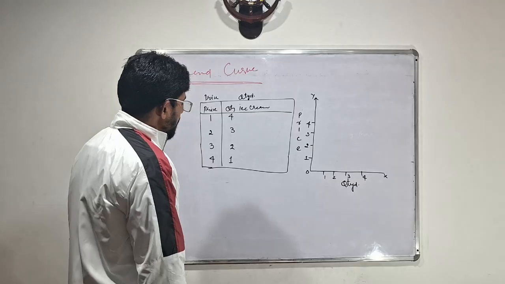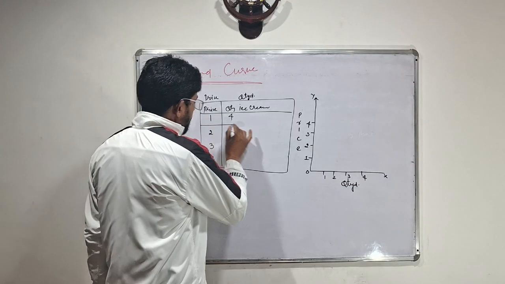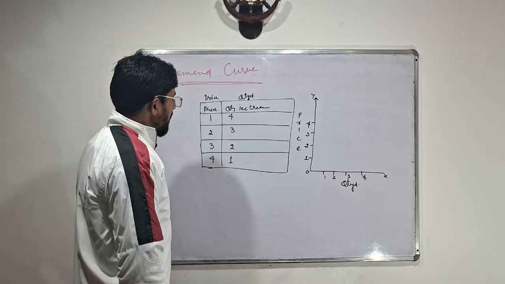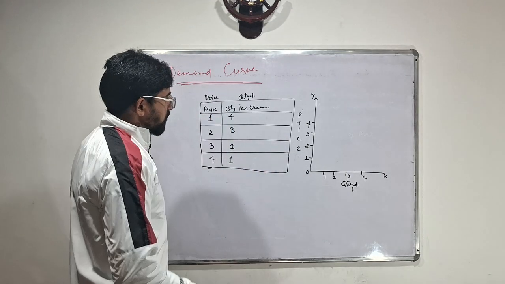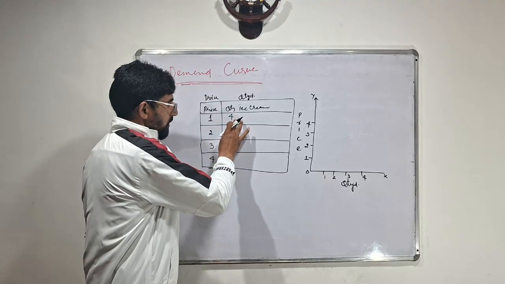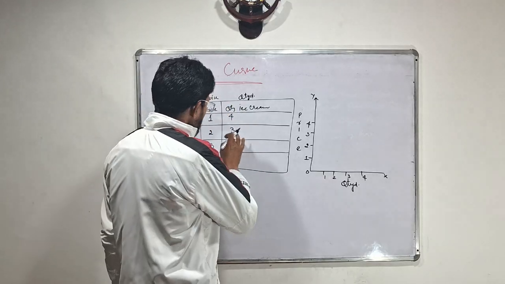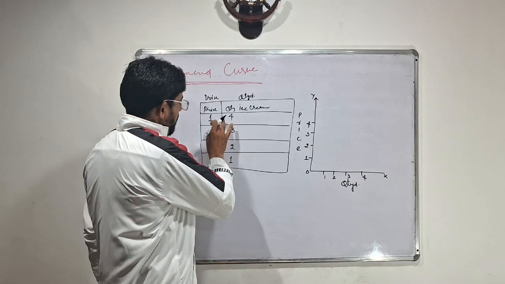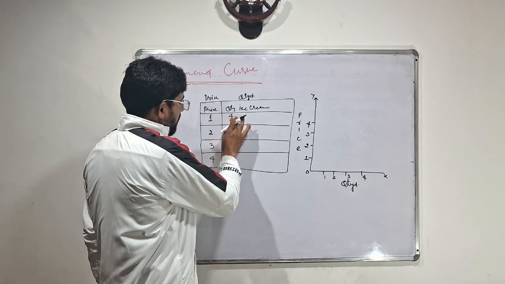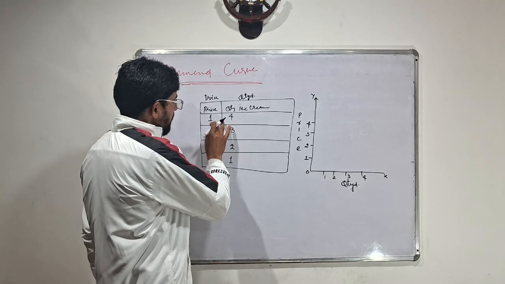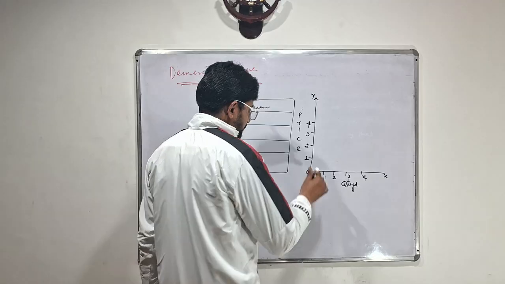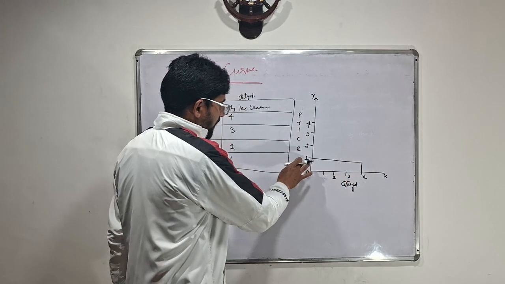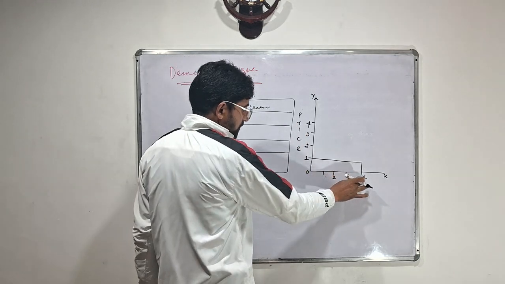What do we call the demand curve? For understanding purposes, I will draw the rows. At price 1, this schedule shows that quantity demanded is 4 units of ice cream. Now I have to join these points to make the demand curve. I will take the variables according to this schedule. At price 1, quantity demanded is 4, so I have to join 1 with 4. At price 1, quantity demanded is 4 units.